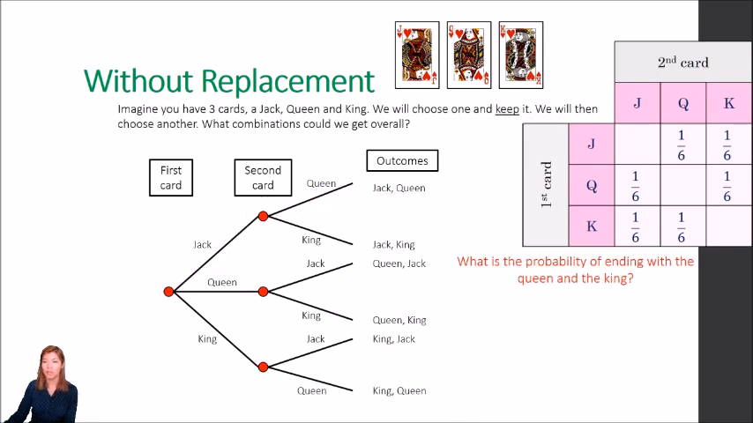What is the probability of ending with the queen and the king? So queen and king is here, and king and queen is there. We can see the number of outcomes is 2 out of 6, or in other words, 1/3. Or if we look over at the array table, queen and king will be here, and king and queen here, and we could add them up to get the same solution.